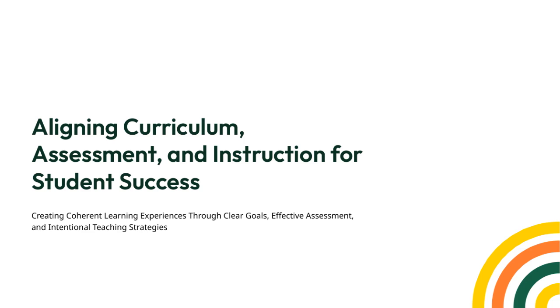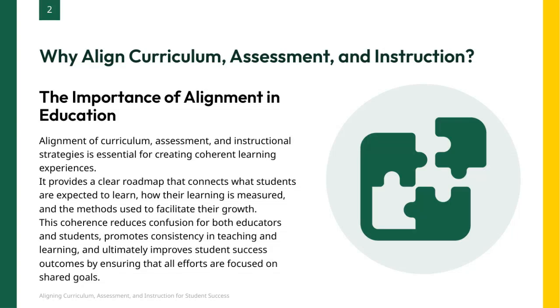Let's get started. When we talk about alignment in education, we're referring to the connection between curriculum, assessment, and instructional strategies. This alignment is crucial because it creates a coherent learning experience for students. Think of it as a clear roadmap that shows exactly what students need to learn, how we will assess that learning, and the methods we'll use to help them grow.